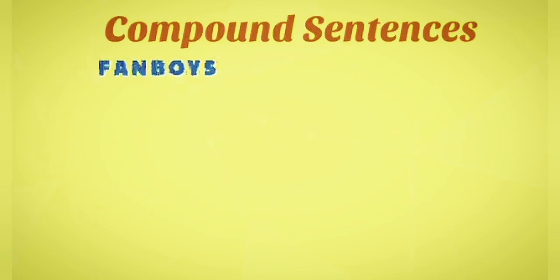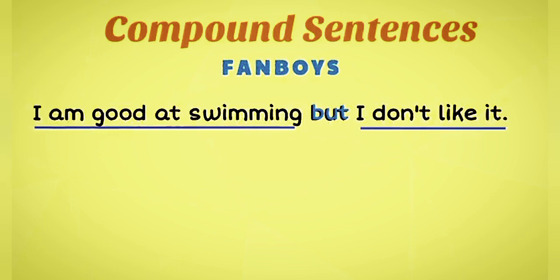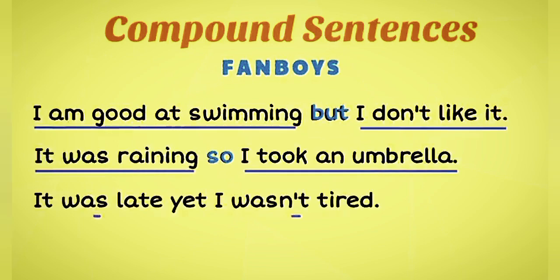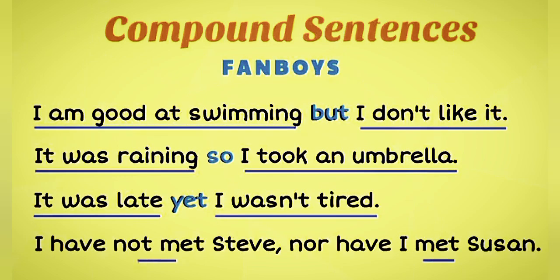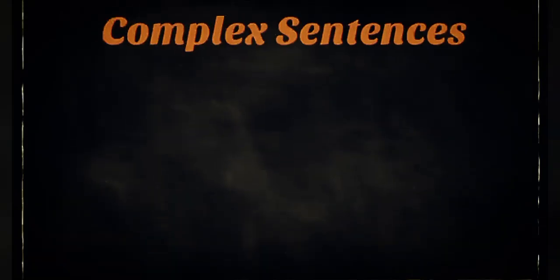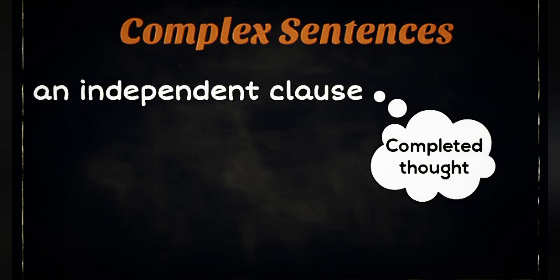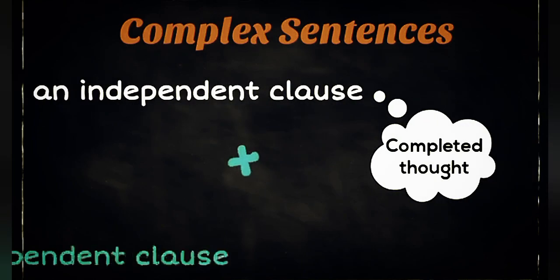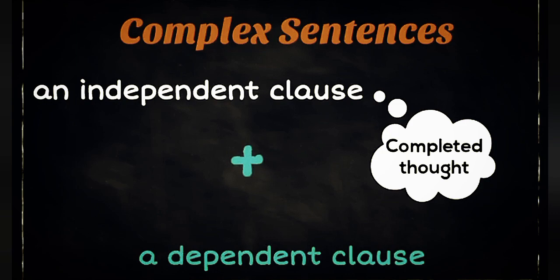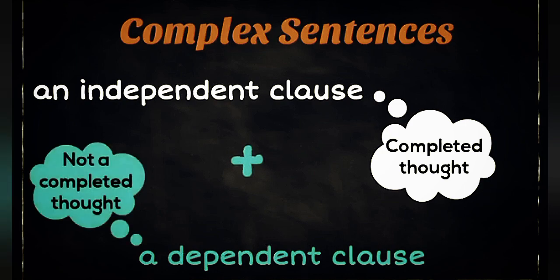Here are some other compound sentences. They each have more than one independent clause and are joined by a coordinating conjunction. Complex sentences. Complex sentences are composed of an independent clause and a dependent clause. Dependent clauses are not completed thoughts.